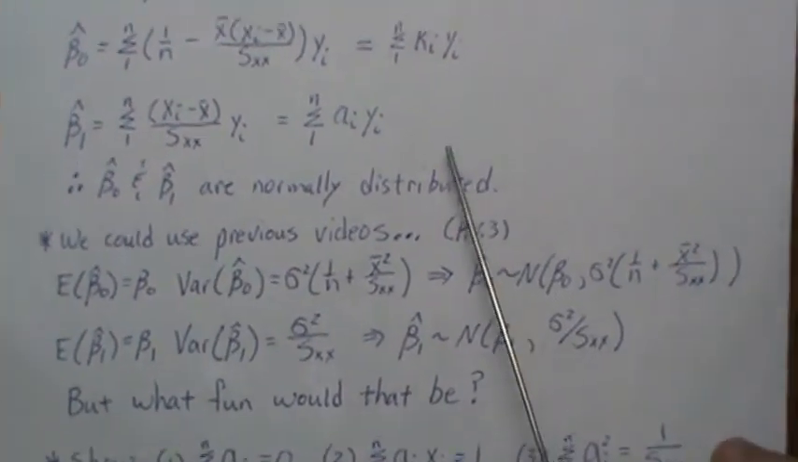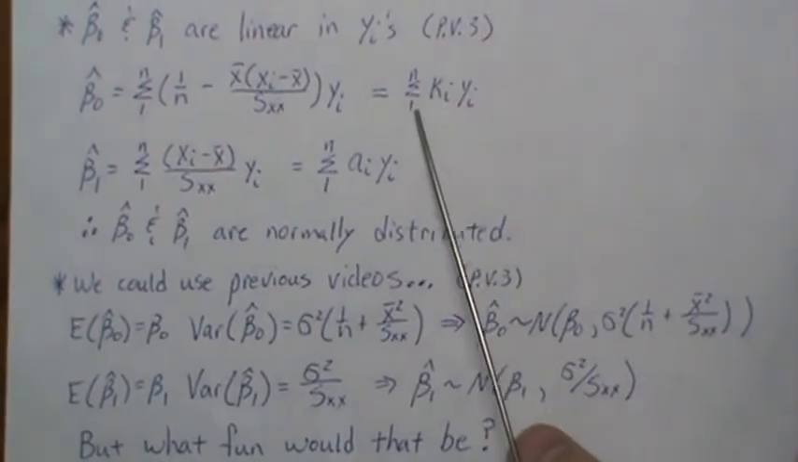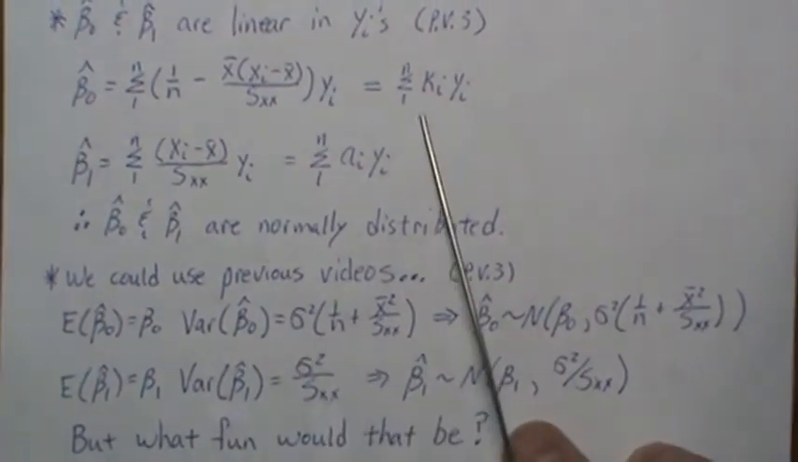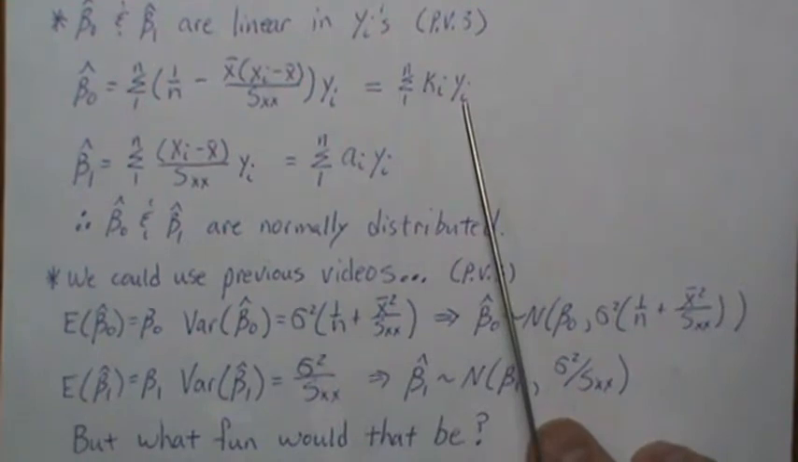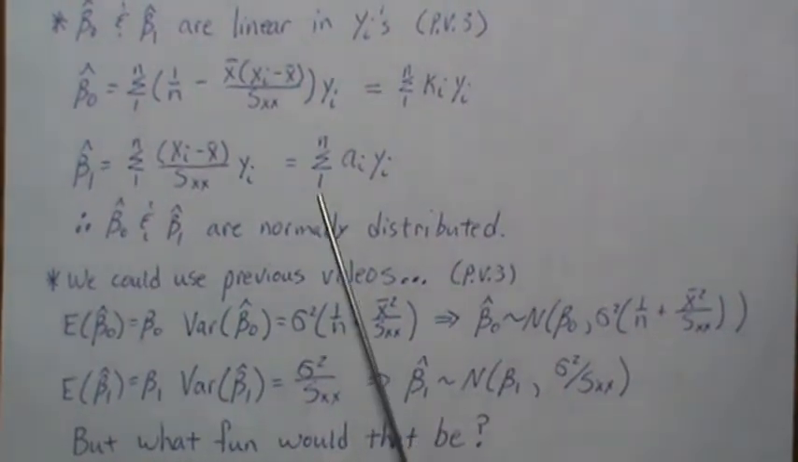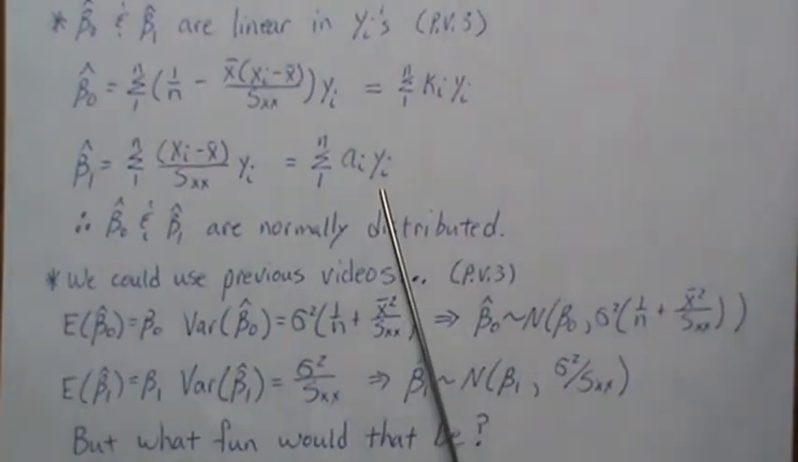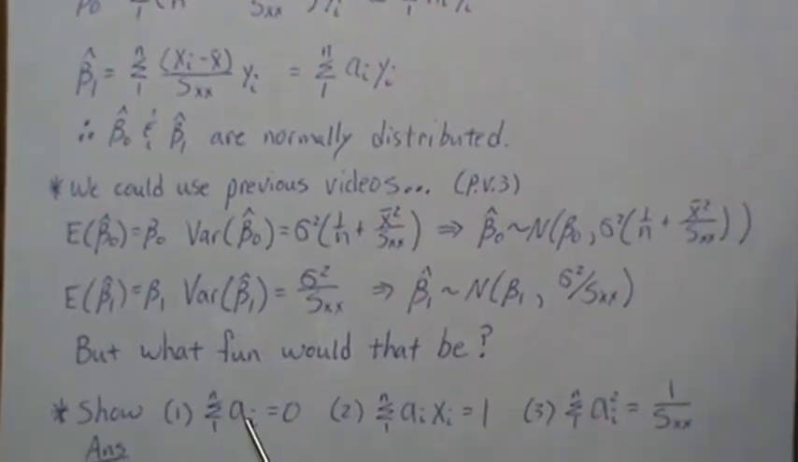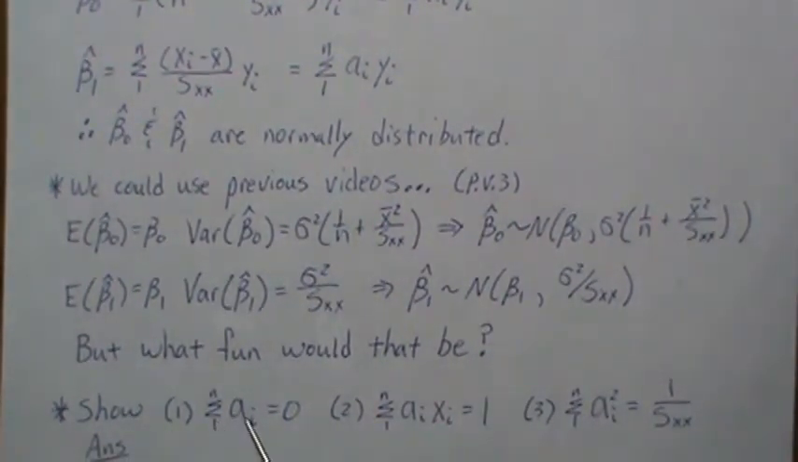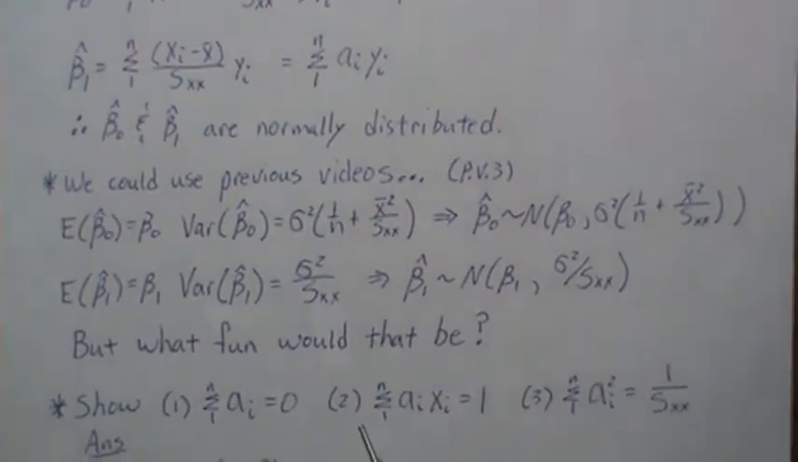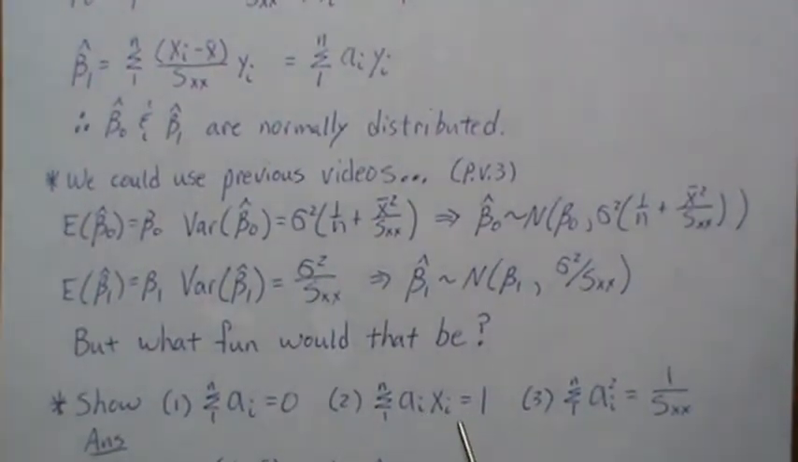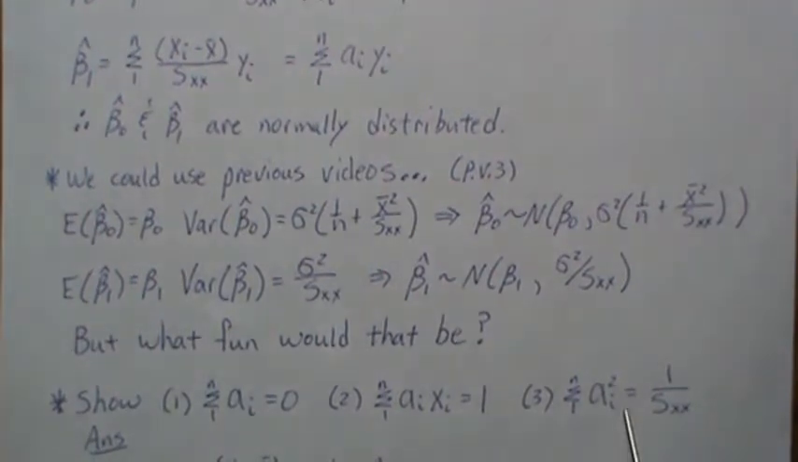Okay, so we're going to stick with this theme that beta 0 hat is the sum of ki yi, and beta 1 hat is the sum of ai yi. We want to show that the sum of the ai's is 0, that the sum of the ai xi is 1, and that the sum of the ai squared is 1 over SXX.